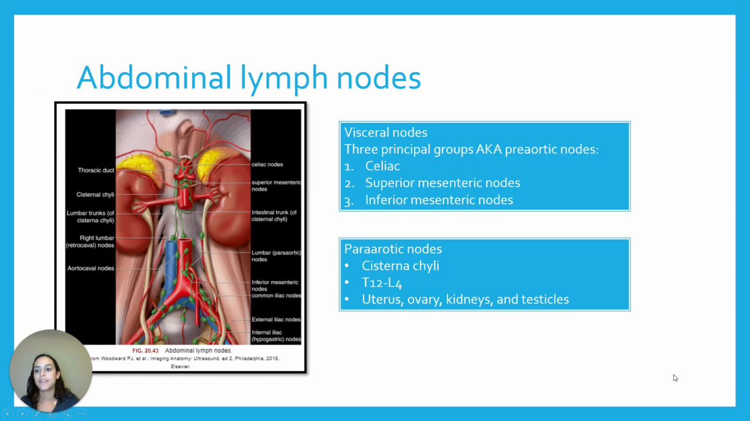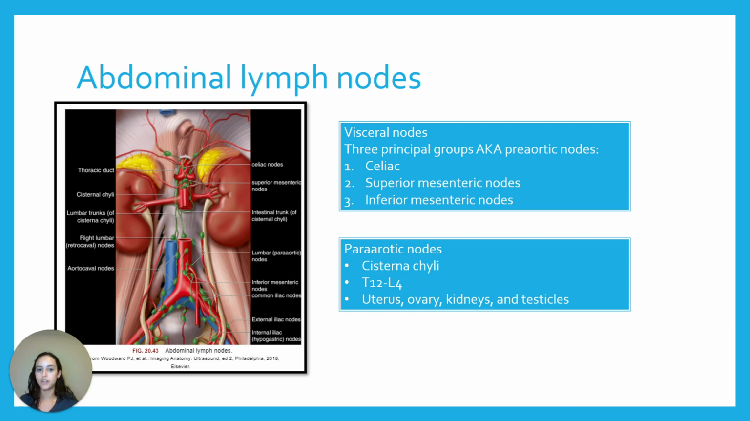All right. And then finally, talking about the abdominal lymph nodes. So the way that your book describes it, the abdominal lymph nodes are also known as your visceral nodes. And there's 3 principal groups. These are known as your pre-aortic nodes. First you have the celiac, then you have the superior mesenteric, and then the inferior mesenteric. So they're going in order by how they are traveling down beside the aorta, or anterior to the aorta, I should say.